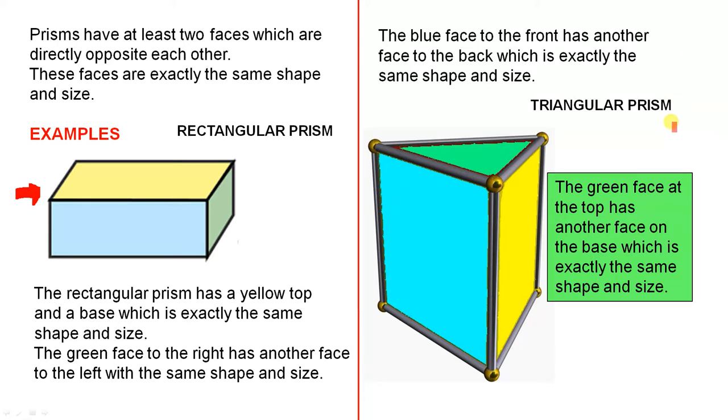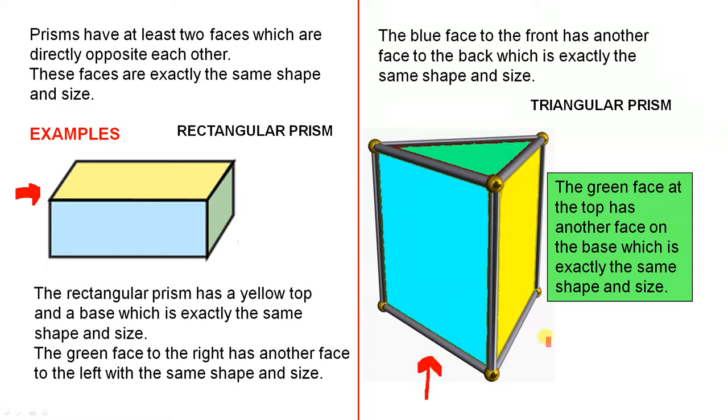So let's look at another example of a prism. This one is a triangular prism. The green face at the top, which is this one, has another face on the base, which is exactly the same shape and size. So the base is underneath and we can't see it.